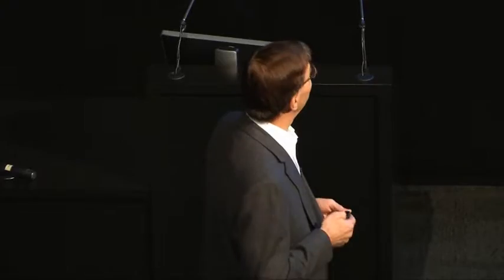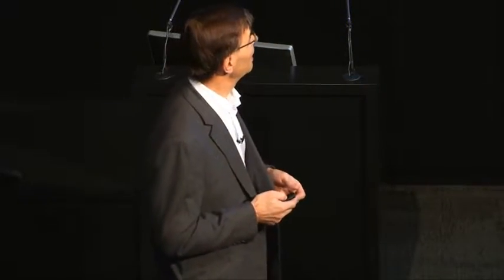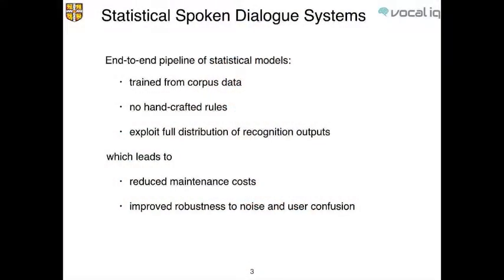But what we could always do is generate quite a rich distribution from the output of the recognizer. And if you were to search around in the things that the recognizer postulated, you'd probably find what the person actually said. It just wasn't the most likely thing in probability terms. So the argument then was this leads to reduced maintenance costs, not so much handcrafting of rules and deploying systems and twiddling around with them till you get them to work, improved robustness to noise and user confusion, and the ability to adapt and improve online.